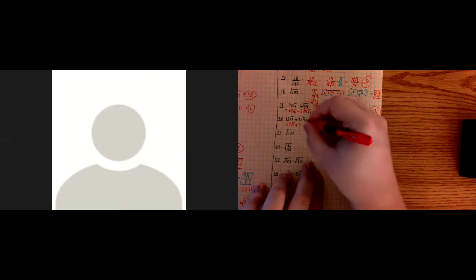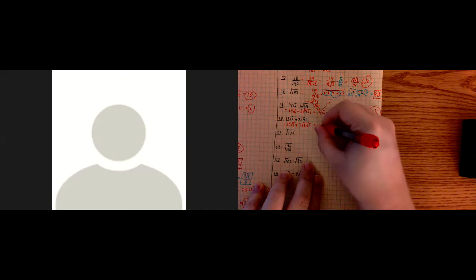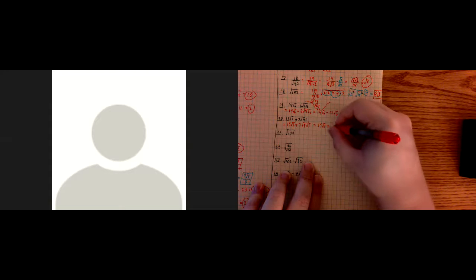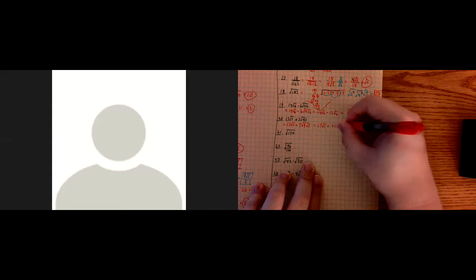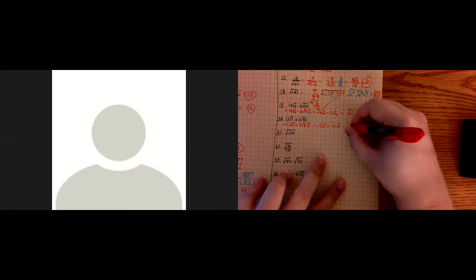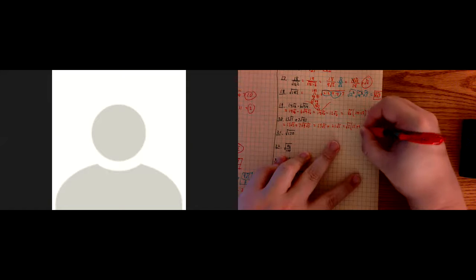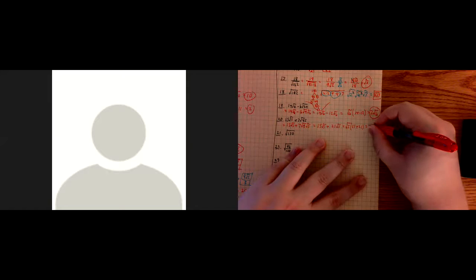This becomes 7. Square root of 45 is actually the square root of 9 and the square root of 5, which means this becomes 15 square root of 5 plus the 9 becomes a 3, which makes this become 21 square root of 5. 15 and 21, I can factor out that square root of 5. And then I get 15 plus 21. 15 plus 21 is 36 square root of 5.